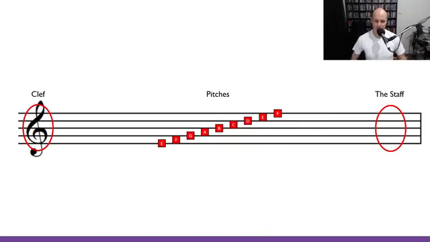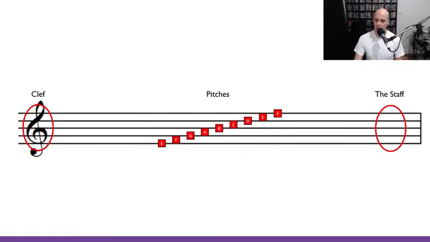Okay, now the staff itself. Just as lines exist on note paper to give us something to write our words on, the staff is a series of these five lines which we use for writing our music on.